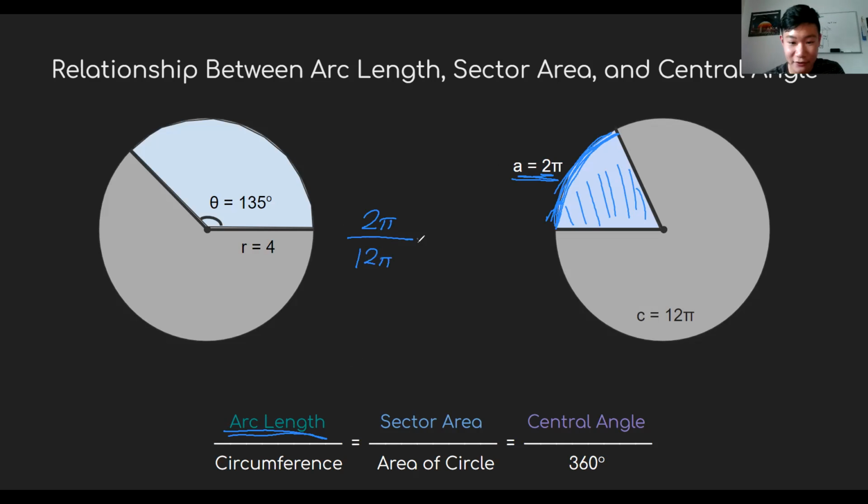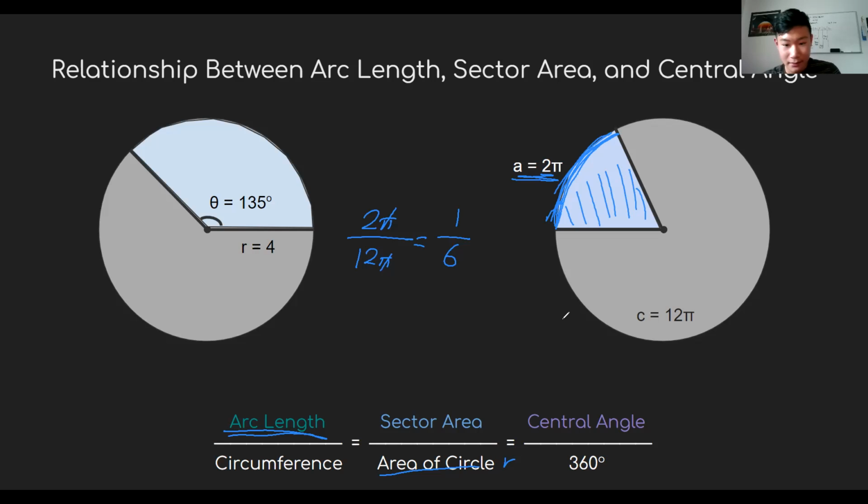And I can simplify this down further, right? Divide top and bottom by 2, and that's 1 over 6. And the pi's cancel out as well because I can divide top and bottom by pi. So we know that 6 of these arc lengths can fit into one circumference. Now, how do we get the sector area? Well, in order to get this, we need the area of the circle, right? And in order to get the area of the circle, we need the radius, right?